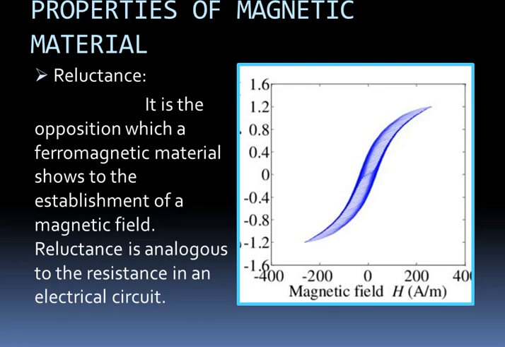Now, the fourth property of a magnetic material is the reluctance, which is the opposition which a ferromagnetic material shows to the establishment of a magnetic field. Reluctance is analogous to the resistance in an electrical circuit. Now, this diagram is basically of a reluctance model of a ferromagnetic material, where the area of the loop shows the reluctance, and along the x-axis is the magnetic field, whereas along the y-axis is the magnetic flux density.